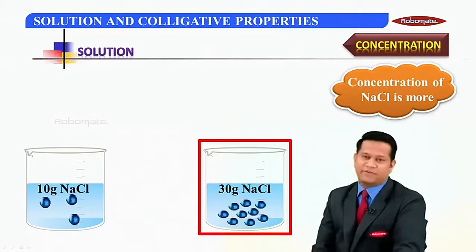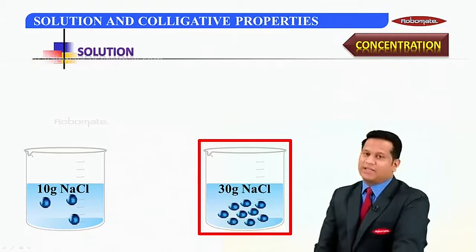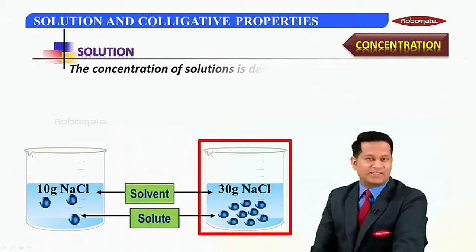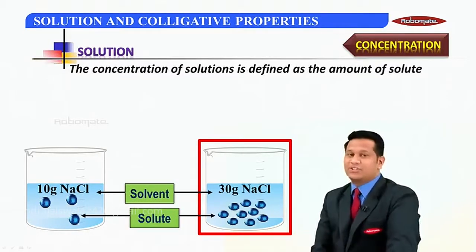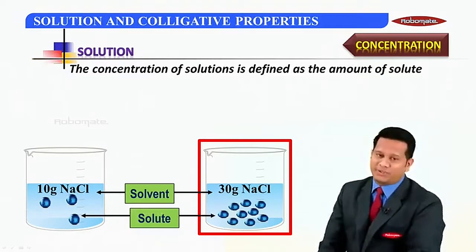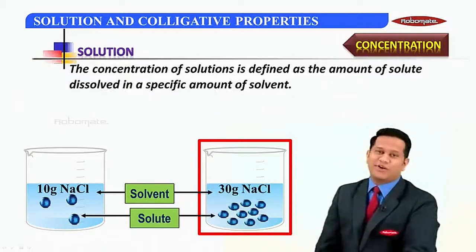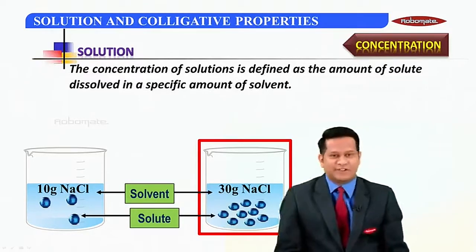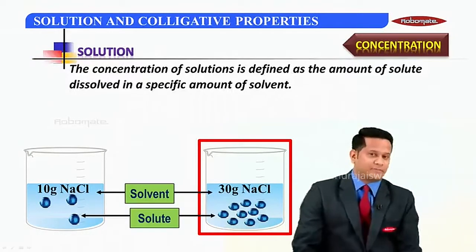Let's go very specific to the definition. In this container, you can see that NaCl is a solute and water is a solvent. So I can say that the concentration of a solution is defined as the amount of solute, that is NaCl, which is dissolved in a specific amount of solvent. And that's a very precise definition of concentration.